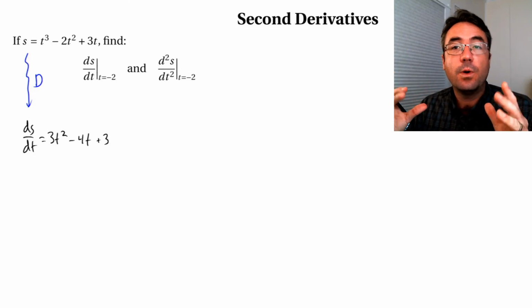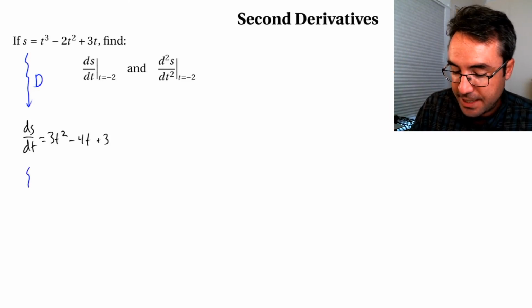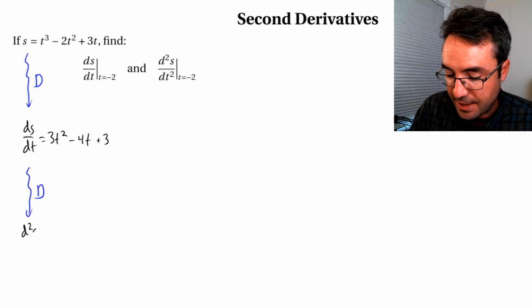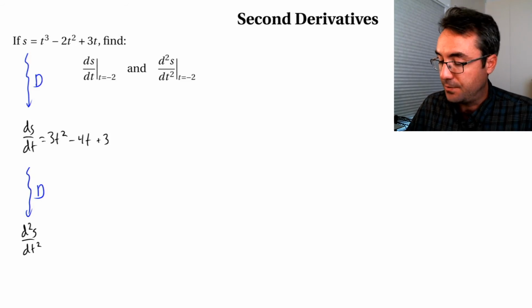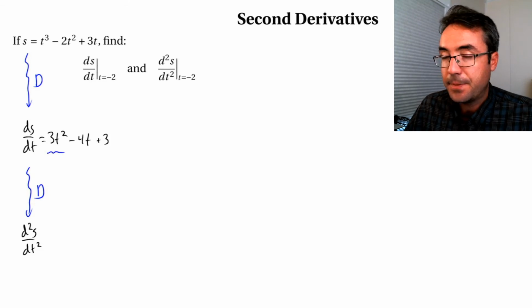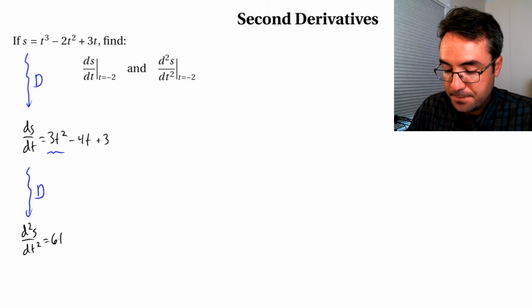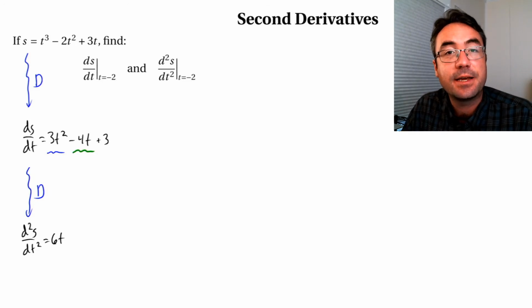Brand new function. We want the second derivative. So what we're going to do is take that first derivative we just calculated and differentiate that. And that'll give us our second derivative. So if I look, first term is 3t squared. I want to do the derivative of that. I get 6t.